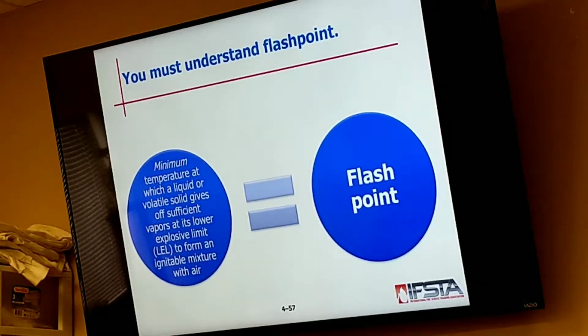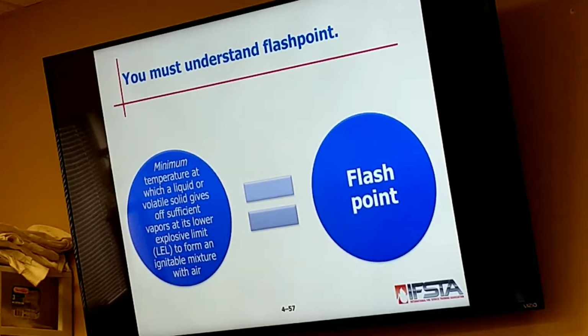At its flash point, the material's vapors will flash in the presence of an ignition source. So like the other day when we had the gas leak, we had the cop car running right next to it. So obviously we didn't have enough leaking out of the ground at that point to ignite, but we could have. So we have to watch ignition sources.